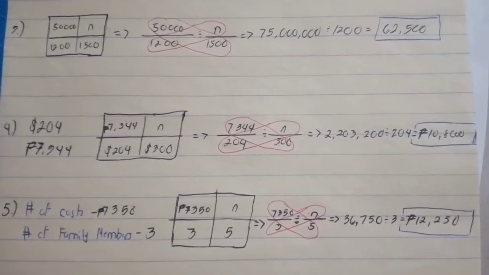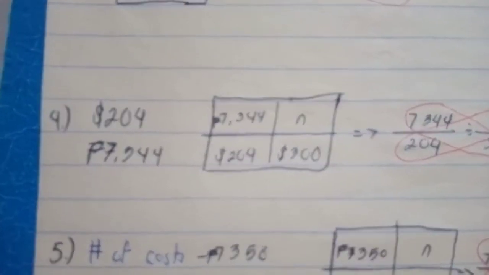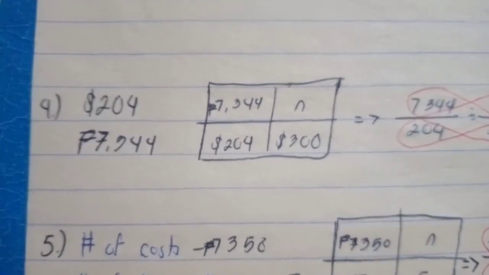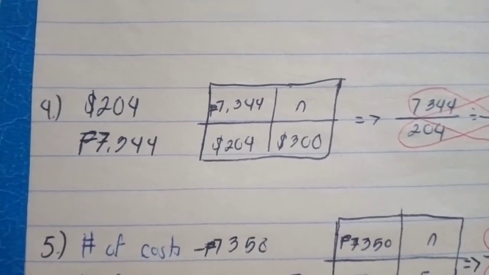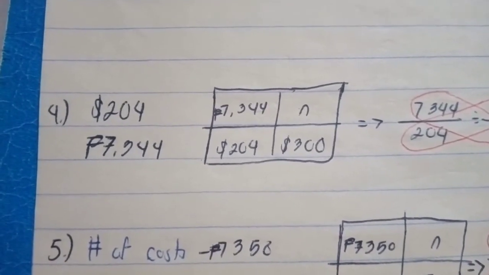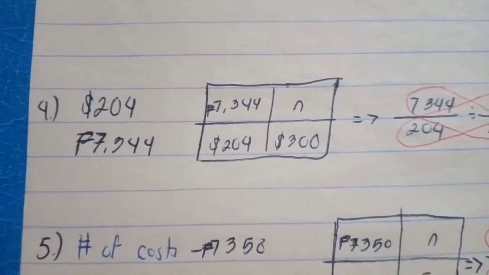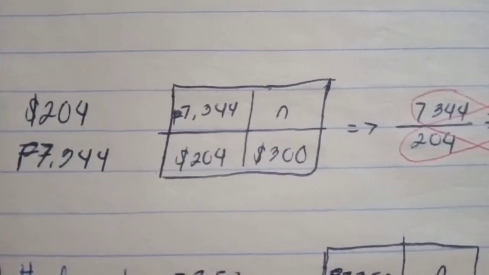In solving the question in number 4, just like in any other problem, we must first take the given quantities within the problem, which is $204, 7,344 pesos, and $300. We are then tasked to find how many pesos can be obtained for $300, and we will write that as n.